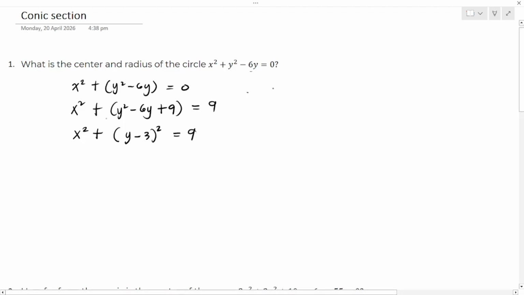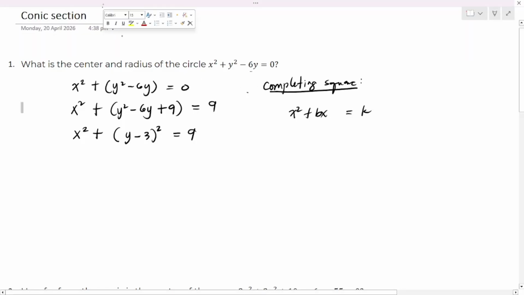Did you get how to complete the square? I hope you already learned this. Let's say we have an example: x squared plus bx, and we want to complete the square for this one. To complete the square, we need to determine the third term. What is the third term here?